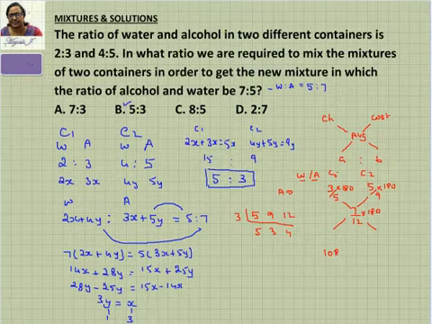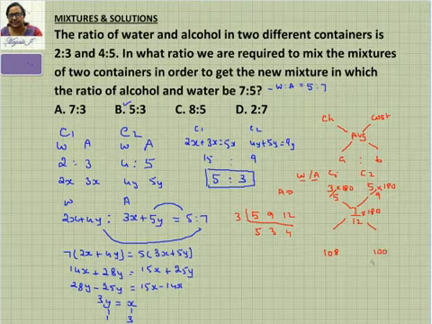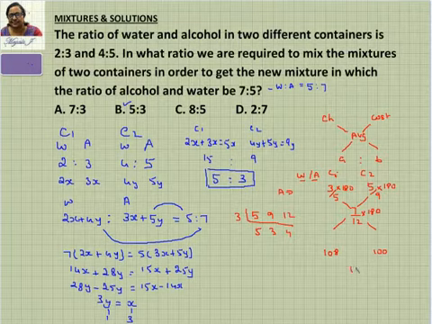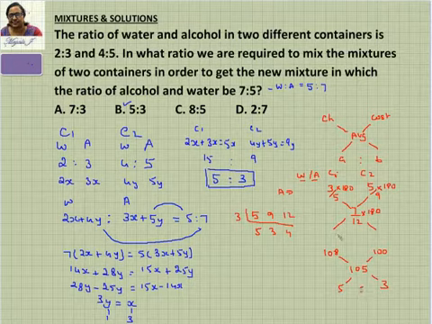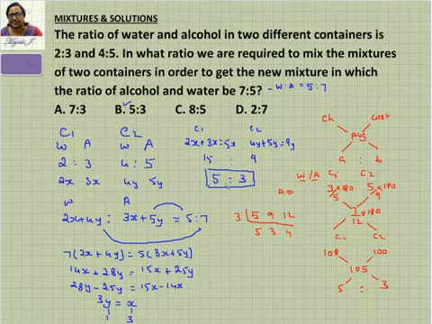And here 180 by 9 is 20. 20 into 5 is 100. And now here 180 by 12 is 15. 15 into 7 is... no, sorry, 105. So once you write this, take the difference of these two. This is 3. Take the difference of these two. It is 5. So this is the answer. Container 1 and container 2, ratio is 5 is to 3. This is what we have as the answer here.